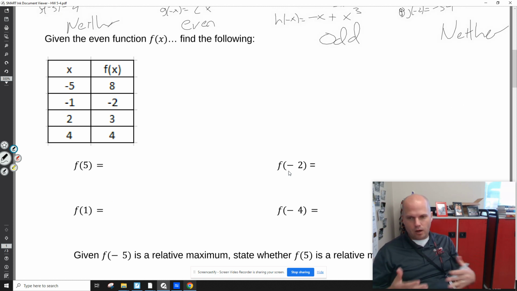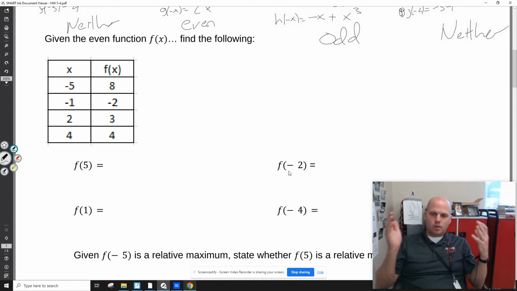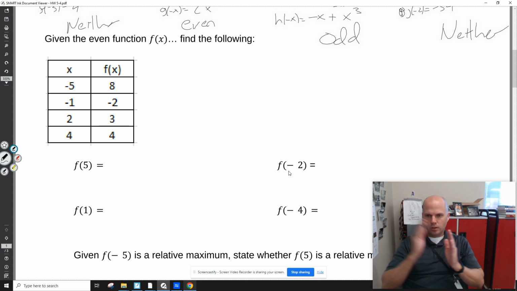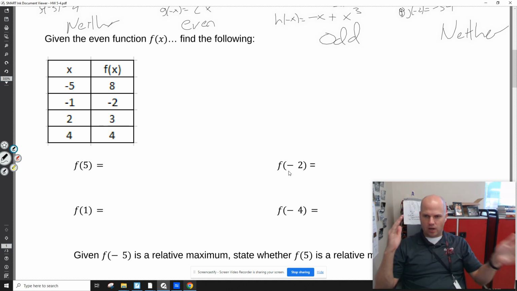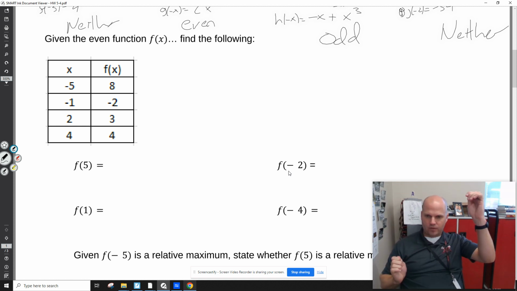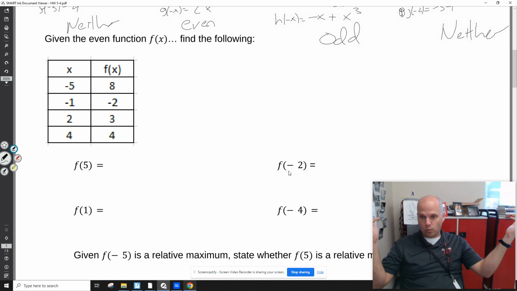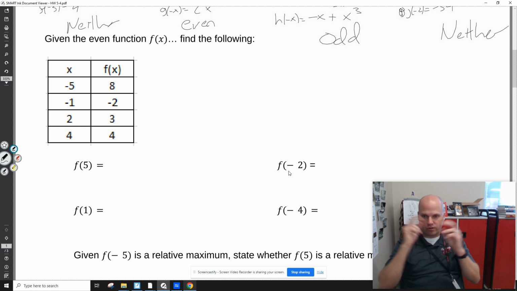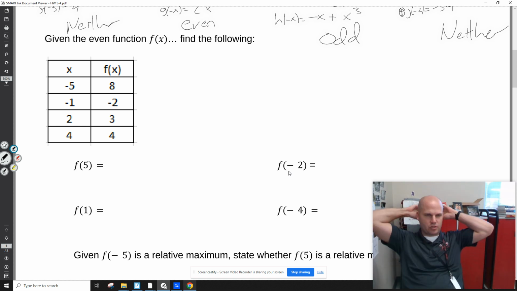All right, now that we know what to expect. Even functions, think of y equals x squared. Odd functions, think of y equals x cubed. Even functions, same values to the right or left of the y-axis. Odd functions, opposite values to the right and the left of the y-axis, or really the center 0, 0. You have to have that center of 0, 0 for an odd function.